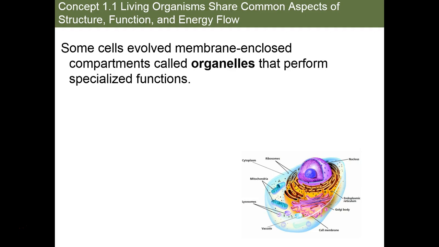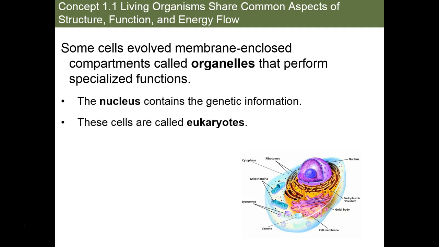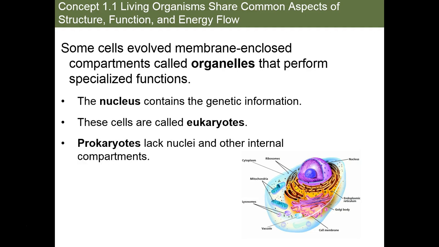Over time, some cells were able to develop special membrane-enclosed compartments within them. These enclosed compartments are called organelles and allow the cell to perform specialized functions. One special membrane-enclosed organelle is called the nucleus. The nucleus contains the cell's genetic information. These cells that have membrane-bound organelles are called eukaryotes. As we mentioned before, prokaryotes lack nuclei and other internal compartments. The picture on the bottom right is an example of a eukaryotic cell with its membrane-bound organelles.